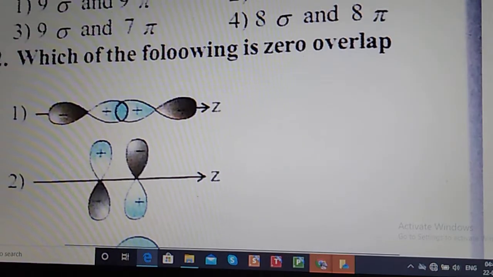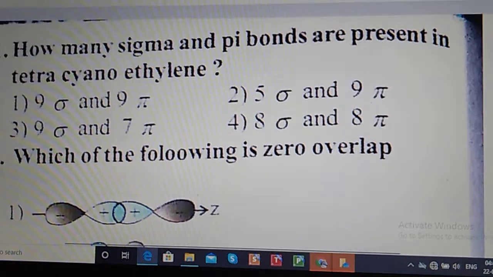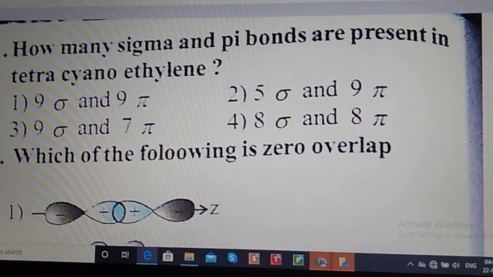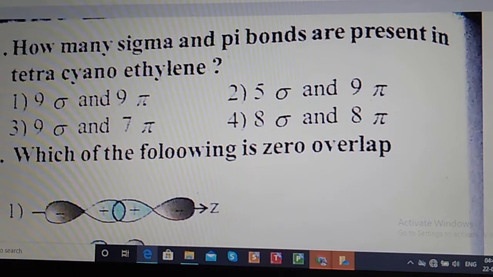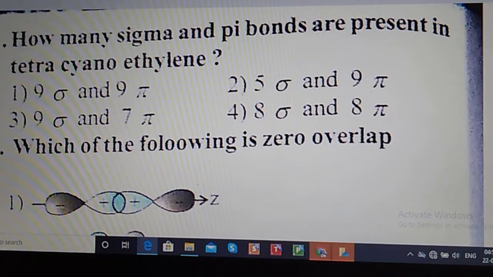Tetracyanoethene, they are talking about tetracyanoethene, and they are asking how many sigma and pi bonds there are. They have given some options, student: 9 sigma 9 pi, 5 sigma 9 pi, 9 sigma 7 pi, and 8 sigma 8 pi. Now let us move, student. That is tetracyanoethylene. What is the option, student?